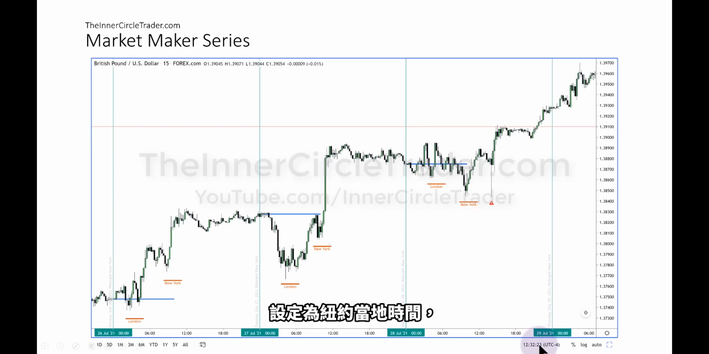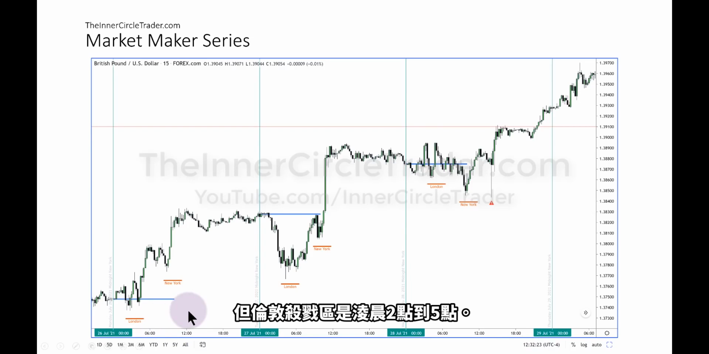So again, if you're setting your time on TradingView to local New York time, always set it to that. No matter what location you are around the world, always look at TradingView through the lens of New York, period. If you do that, everything I teach you will make perfect sense. You won't be confused.